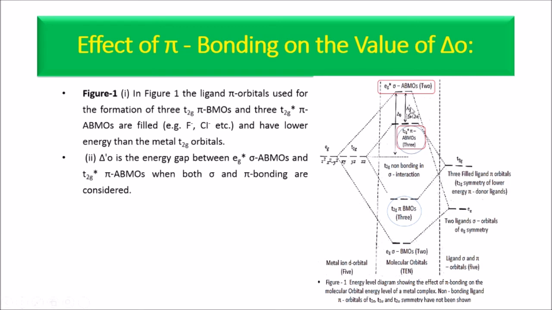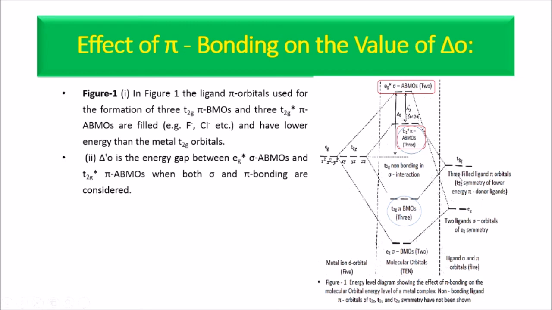Sigma donation, pi donation. Only sigma donation, the energy gap is this much. That is represented by delta O. Delta dash O is sigma donation as well as pi donation. So that way the MO diagram is shown over here.